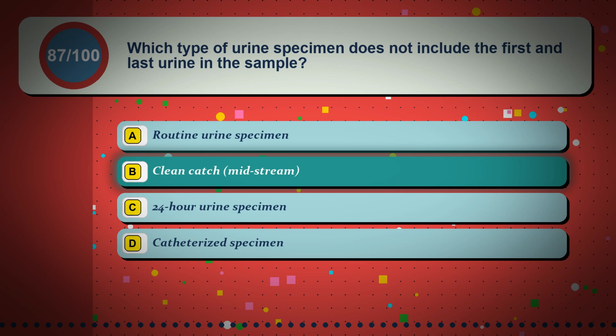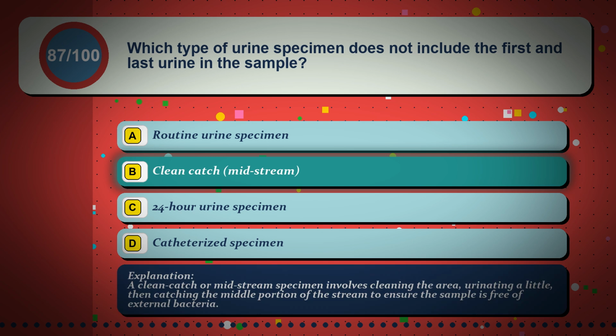The correct answer is option B, clean catch, midstream. A clean catch or midstream specimen involves cleaning the area, urinating a little, then catching the middle portion of the stream to ensure the sample is free of external bacteria.